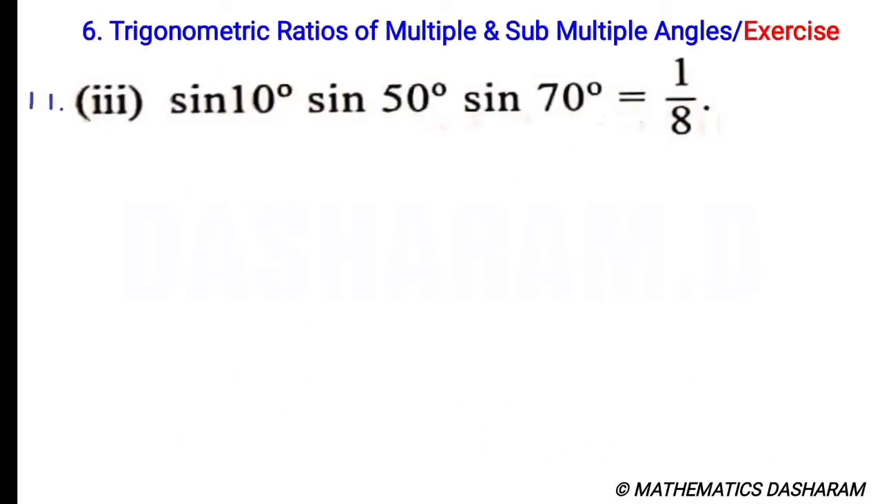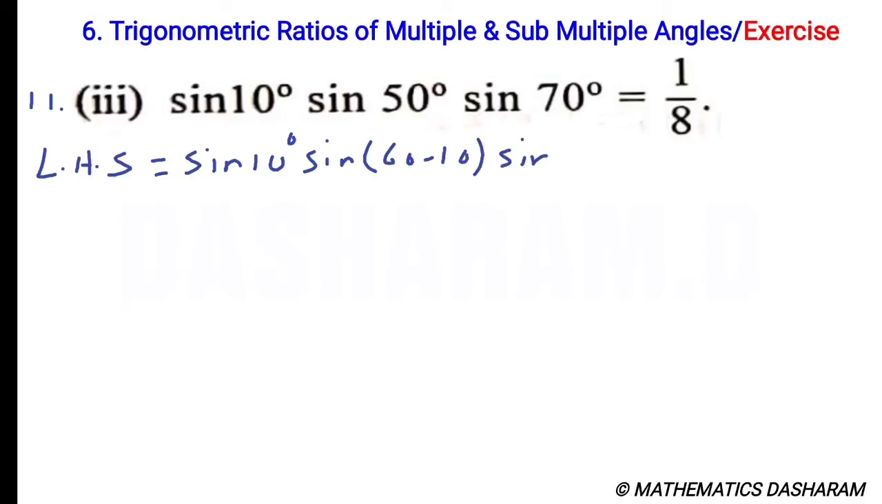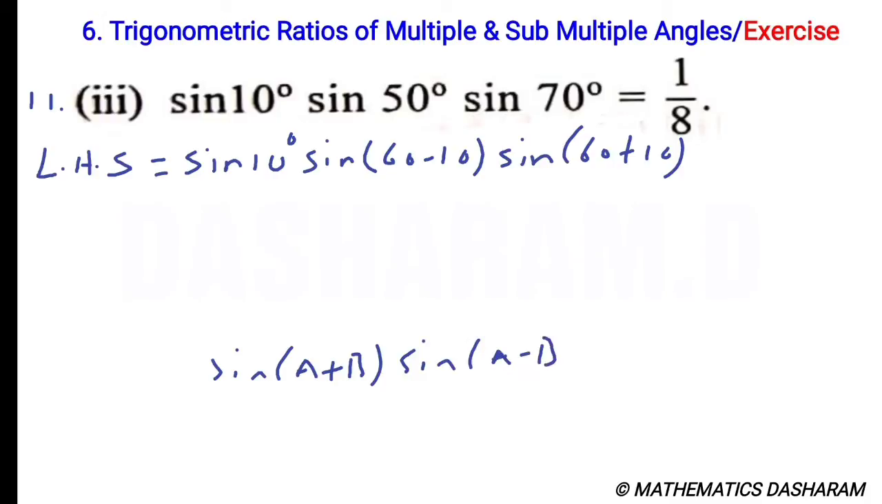11th bit, third problem: sin 10 degrees into sin 50 degrees into sin 70 degrees. Prove that it is equal to 1 by 8. So here in the LHS, sin 10 degrees into sin 50, I am writing as 60 minus 10, and sin 70 as 60 plus 10. So here we have one formula: sin (A plus B) into sin (A minus B) is equal to sin square A minus sin square B.